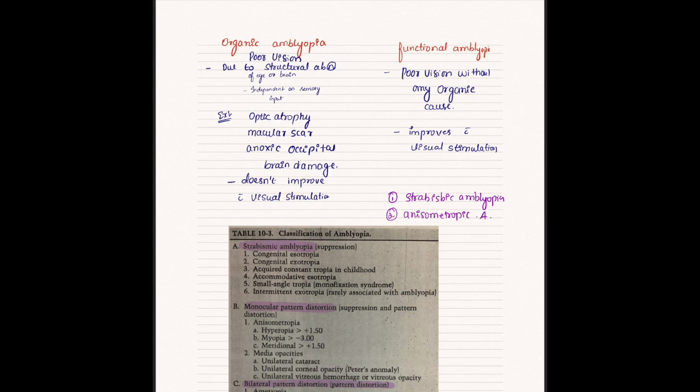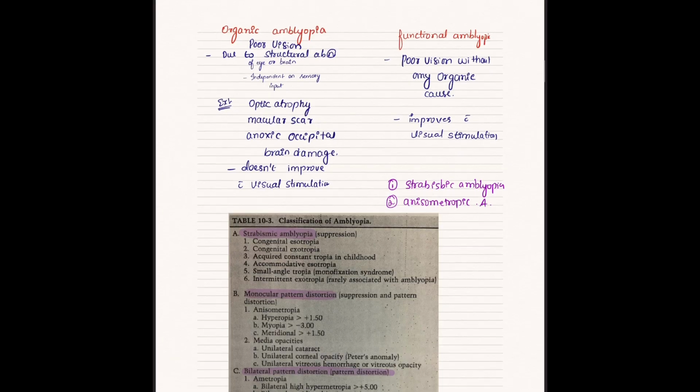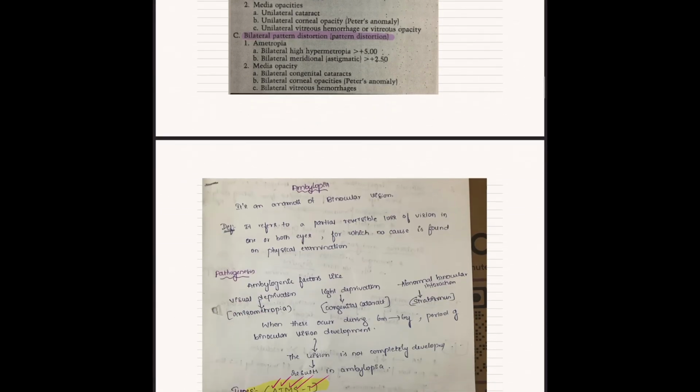Functional amblyopia is when there is poor vision without any organic cause. That means the eye and the brain are normal, but the stimulus that is reaching the eye is being occluded, or there is a defect in the stimulus that is coming. So, based on these things, we classify amblyopia into different categories.